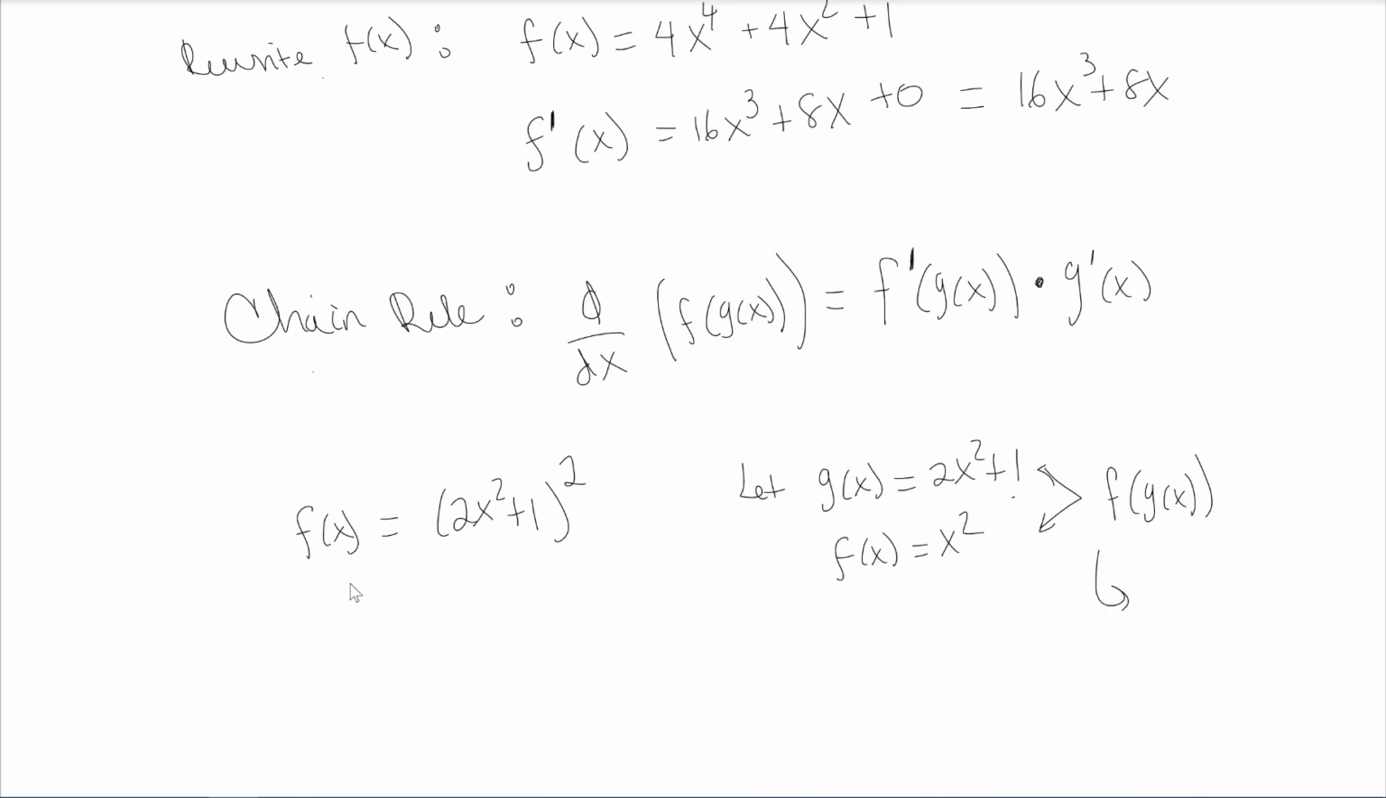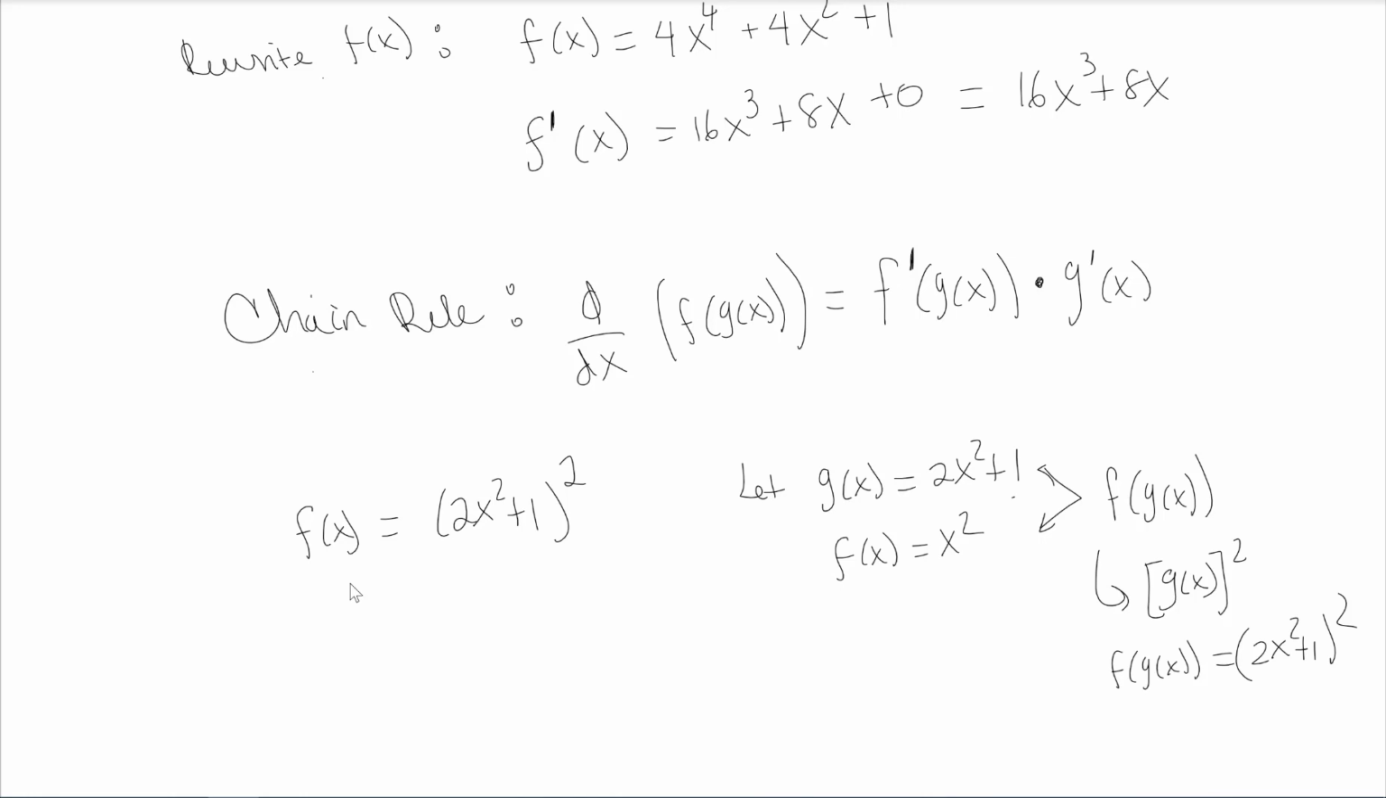So f of g of x becomes g of x squared. But what is g of x? g of x is 2x squared plus 1. And so that's how we get that composition. So essentially, we've already defined it here. The outside function is the square, and the inside function is the 2x squared plus 1.